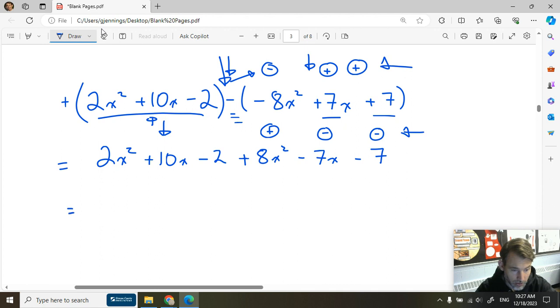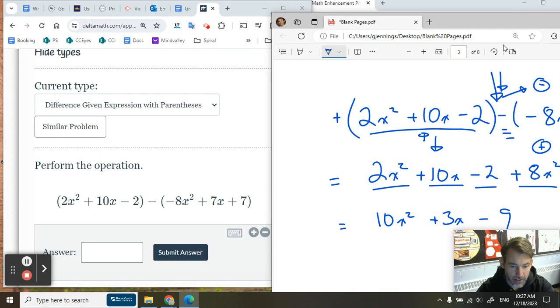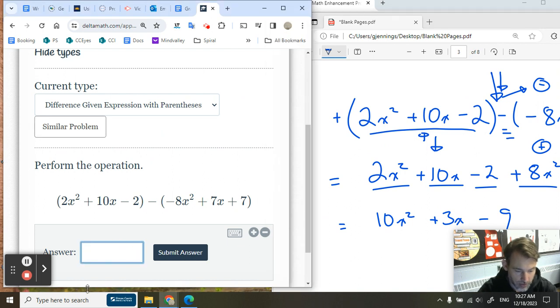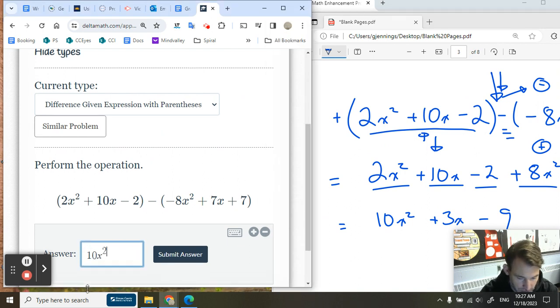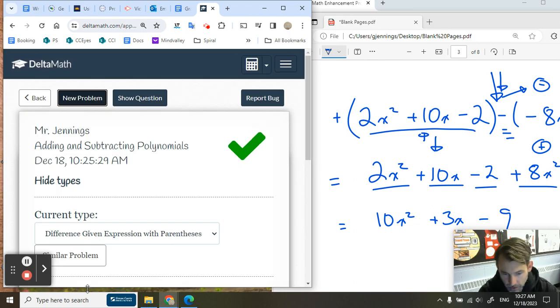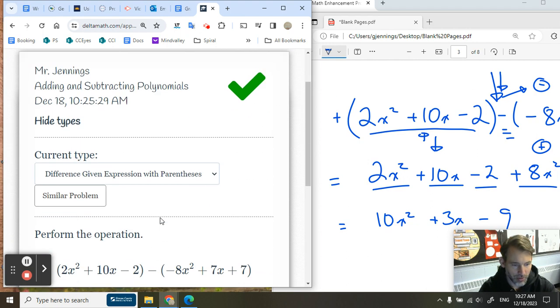So now we can collect our like terms. 2x squared plus 8x squared is 10x squared. 10x minus 7x is plus 3x. And minus 2 minus 7 is minus 9. That's the answer Delta Math is looking for. That's the answer Delta Math will receive. Hooray. So that's that skill of adding and subtracting polynomials.